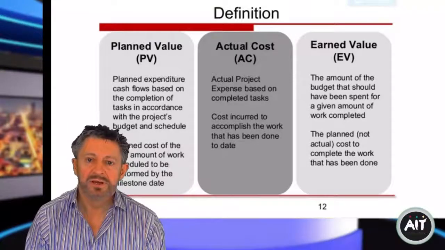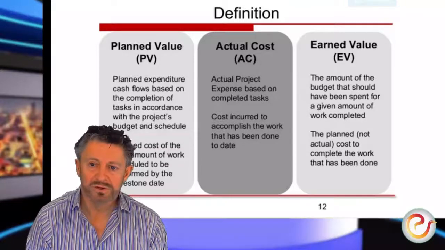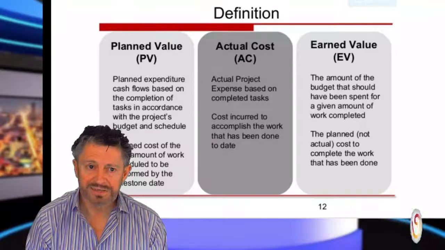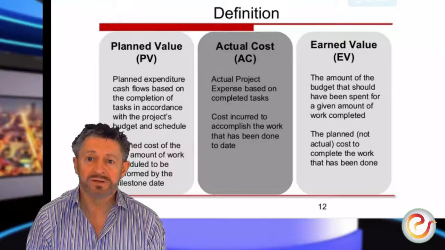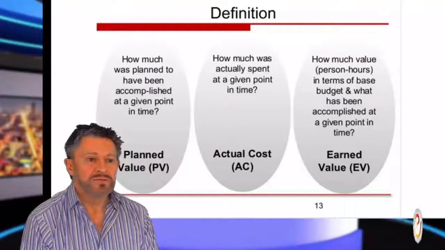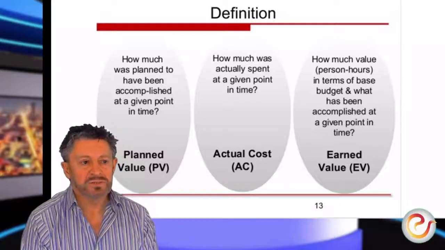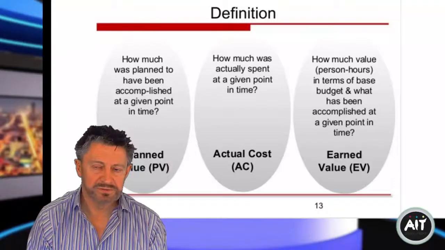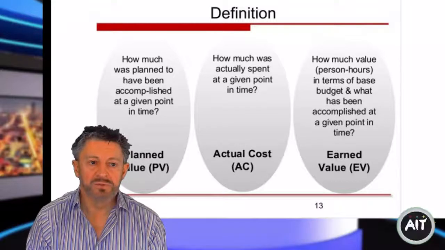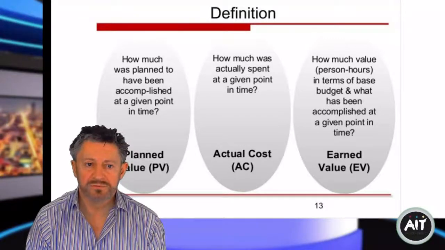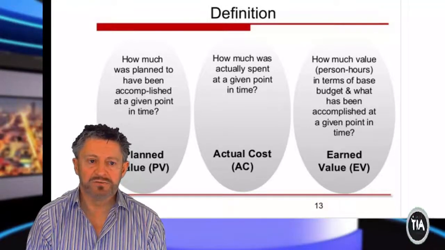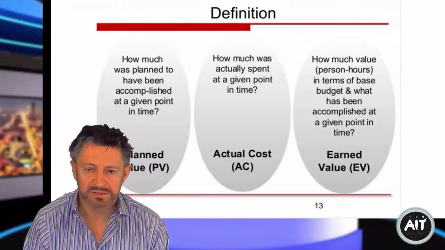So that would indicate, so the planned, not actual cost, complete the work that has been done. So it's how much work of the plan have we done, so we're on schedule or behind schedule, whatever. But this is what we should have been at on week 6. That's the earned value. We had planned to spend this amount to earn this value. And then we have how much was planned to have been accomplished at a given point in time. That's our planned value. How much was actually spent, and then how much value, person hours and equipment, man hours, in terms of base budget of what has been accomplished at the given point in time.